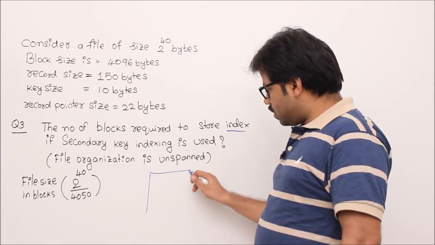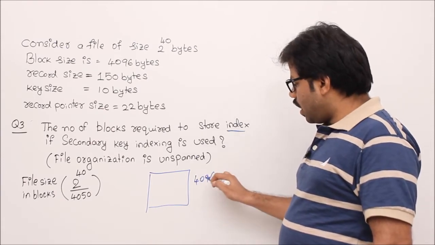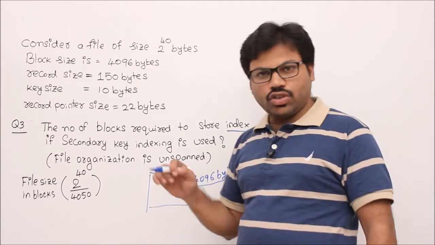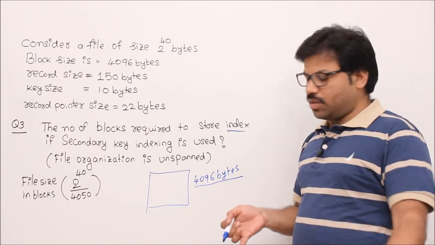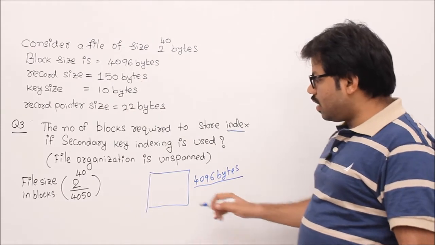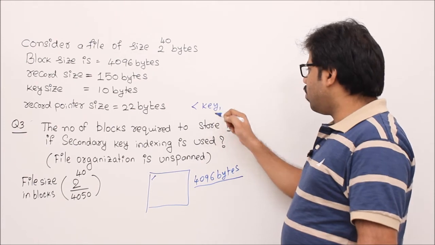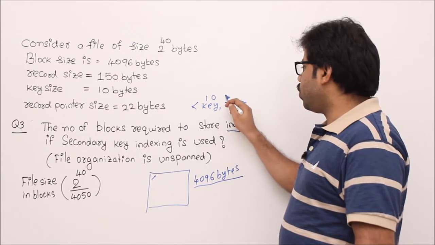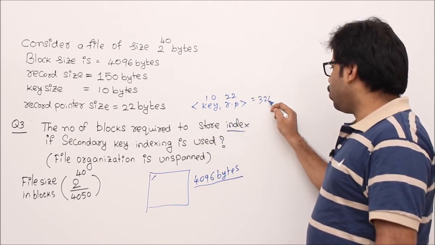So let's see the structure of your block. What is the block? Block size is 4096 bytes. Out of 4096 bytes, we'll see how much effective block size you are using, because in unspanned organization some unused space will be there most of the time, right? It depends on this divisibility. So what is the record size here? Because it is an index now, what is the index structure? Key field comma record pointer. Since the key field is 10 bytes and the record pointer is 22 bytes, in my index file, records are 32 bytes long.